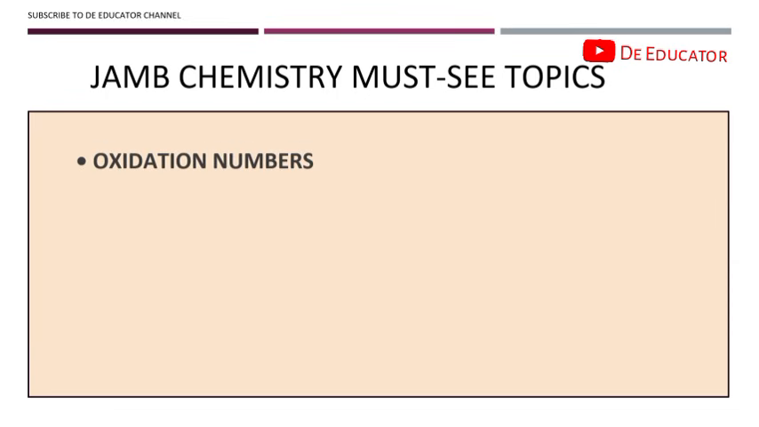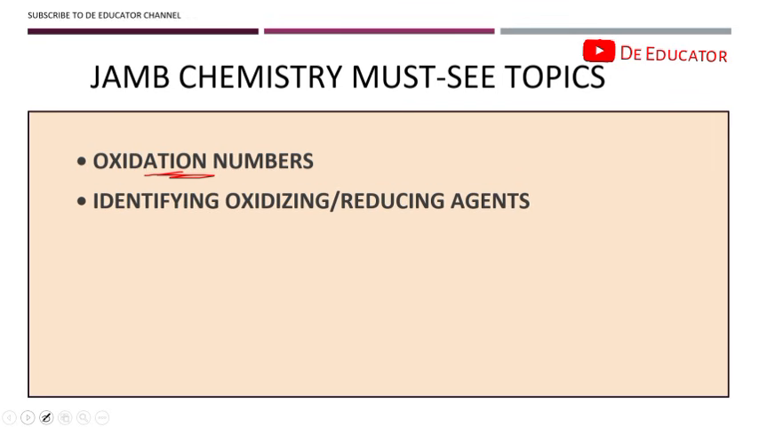Once you take note of the oxidation number, questions will tell you what's the oxidation number of oxygen in this compound, what's the oxidation number of sulfur in this compound. You should know how to calculate oxidation number. Another thing is identification of oxidizing and reducing agents. They will ask you what is the oxidizing agent, what is the reducing agent.